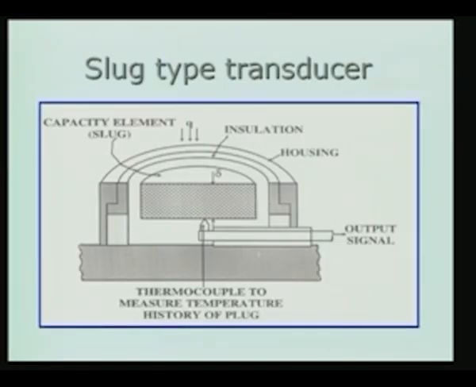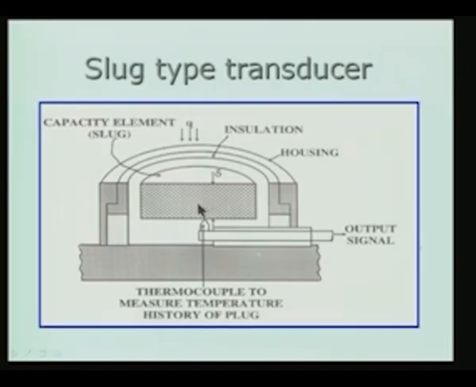Basically, the slug type transducer consists of a slug of material. This is the material which we call a slug, or it is the heat capacity element. So, the mass of the slug multiplied by the specific heat of the material is actually the capacity of this element. If the slug temperature does not go through very large variations during the operation of the slug type transducer, the specific heat may be more or less assumed to be constant. Of course, if the temperature variations are very large, then you have to account for the specific heat variation with respect to temperature.